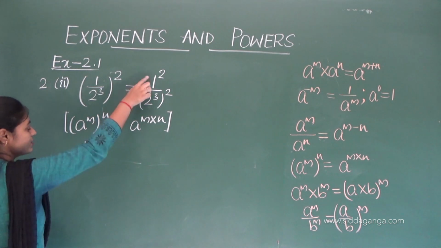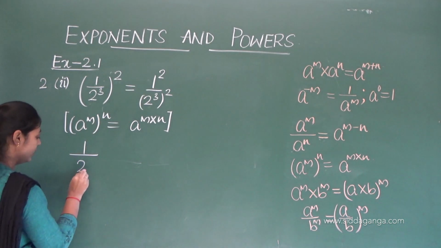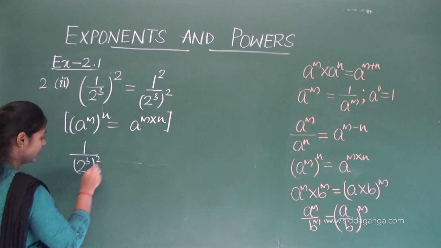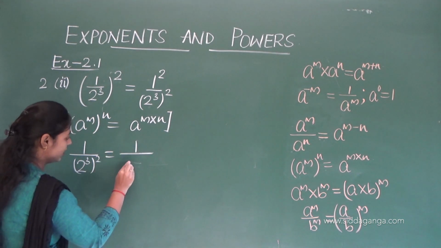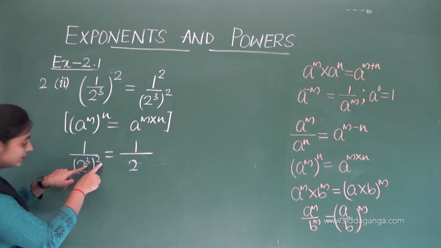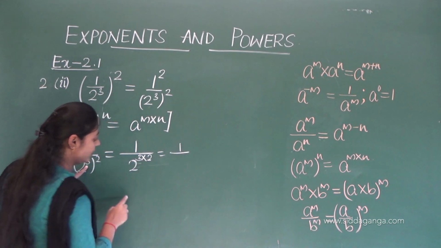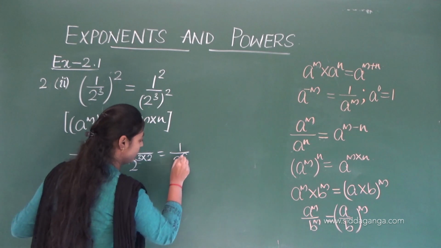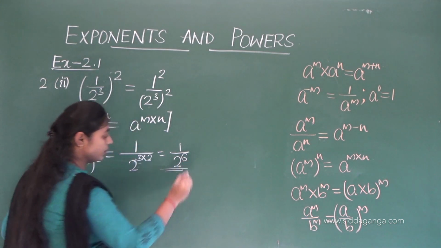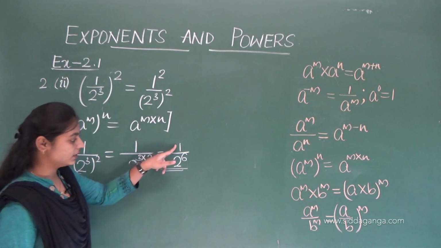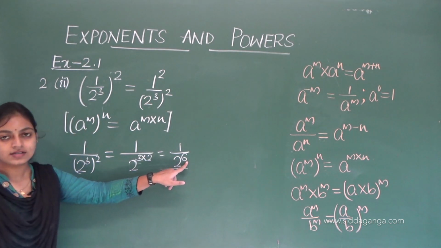So 1 square is nothing but 1. Divided by 2 cube whole square is equal to 1 divided by 2 to the power of 3 into 2. That is equal to 1 divided by 2 to the power of 6. So the exponent had to be in positive notation. So 1 divided by 2 raised to 6.